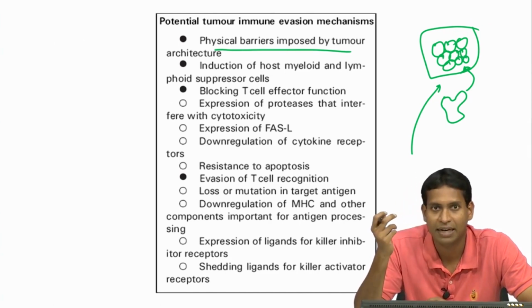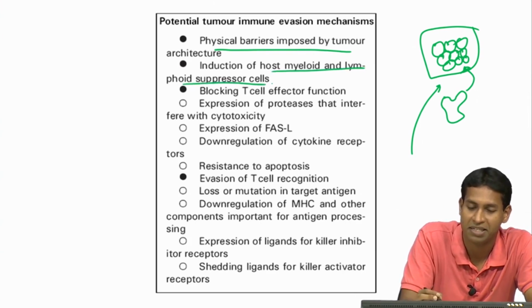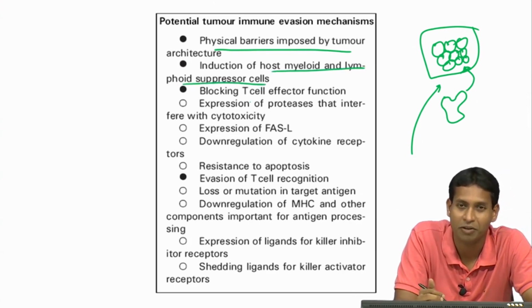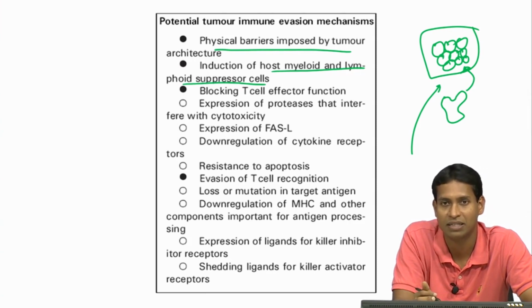Then you have induction of host myeloid and lymphoid suppressor cells. Not only that, the tumor environment is very complex, it actually signals in such a way that it causes suppression of your myeloid and lymphoid cells. So, they do not really work very well.